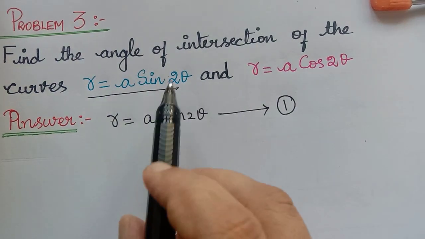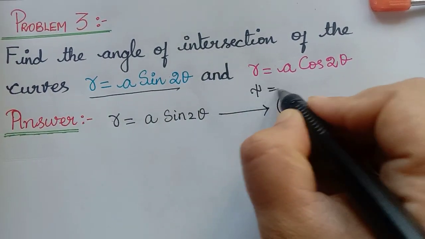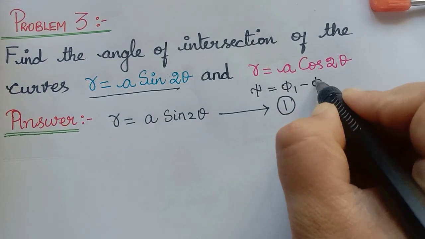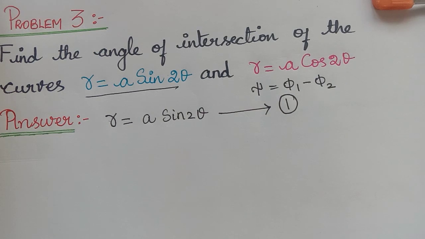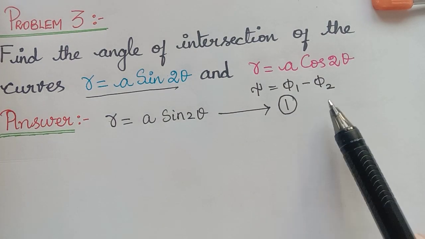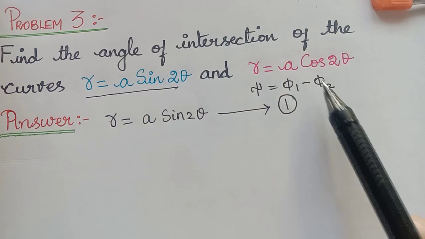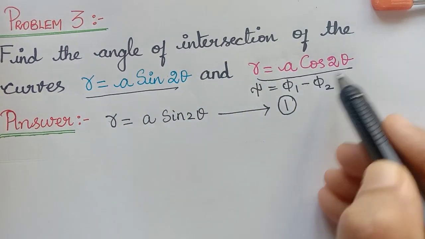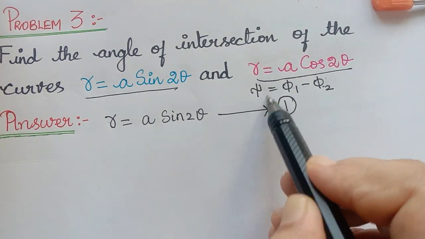Now, in order to find the angle between these two curves, we have to find ξ, which is equal to φ1 minus φ2, where φ1 is the angle between the radius vector and the tangent at the point of intersection for curve 1, and φ2 is the angle between the radius vector and the tangent at the point of intersection for curve 2, that is this curve. When we subtract these and take the absolute value, we get the angle of intersection of these two curves.